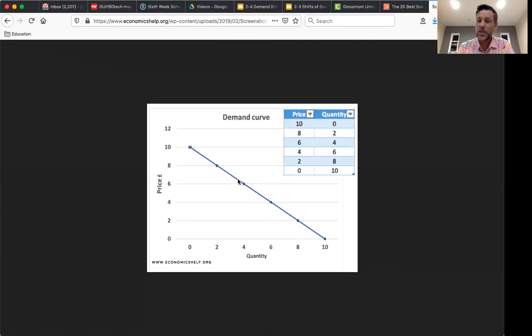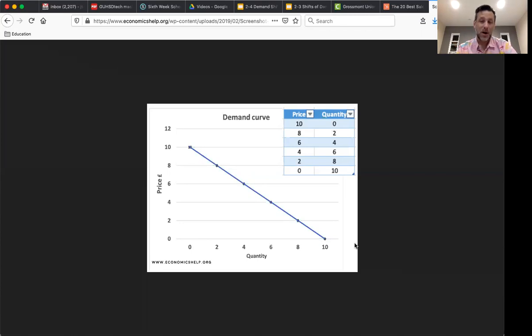So whenever there's a change in price, we don't do anything to the curve itself. The curve doesn't move. It's just the preferred point that we're looking at that changes. So when price changes, demand doesn't change. We just have a different quantity demanded.